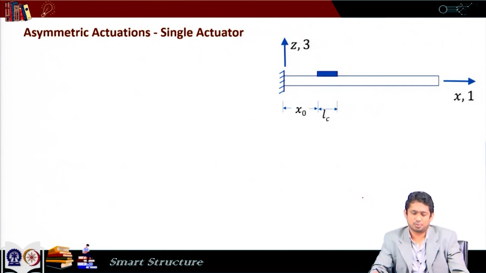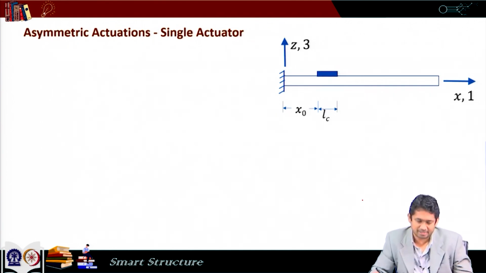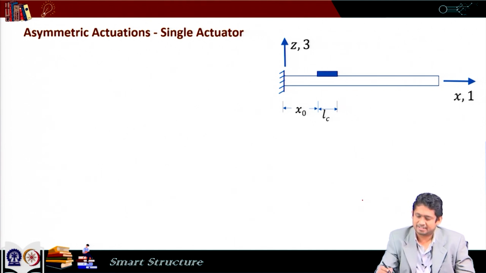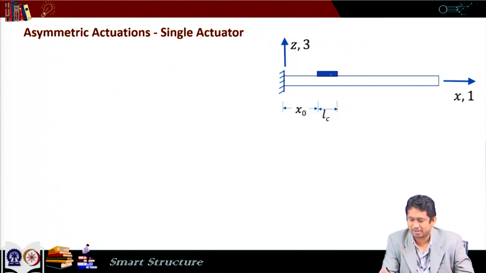Now, we will go to another problem where we have asymmetric actuation, and this asymmetry comes because we have put one actuator just at one side. So, we do not have any other actuator here. So, that is why the problem is asymmetric. Now, when we have just one actuator, this is going to induce both bending and in plane displacement. So, it will have both responses and we have to solve it.